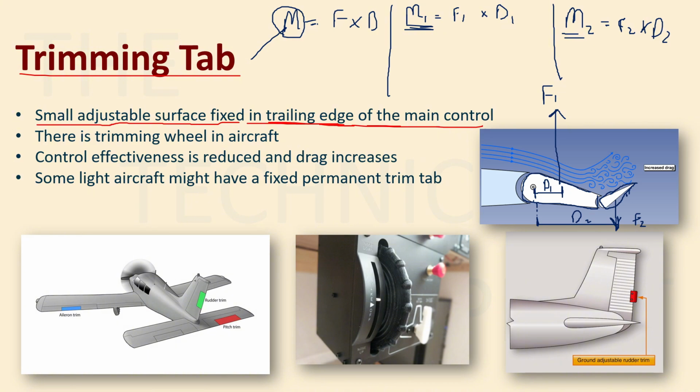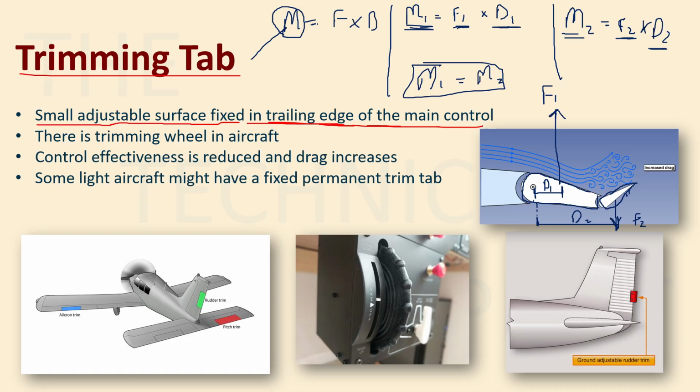Now, these moments can balance each other because although F1 is larger and F2 is smaller, D1 is smaller and D2 is larger, right? So they are balancing each other. So M1 might be equal to your M2. This is what is called a trimmed condition, because the moment that we are creating here would balance out the moment that is being created by your trimming tab.